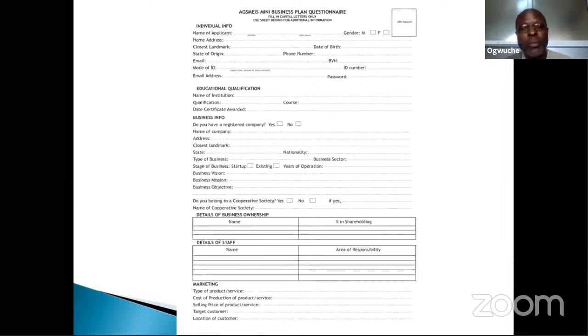All right, so the questionnaire is divided into different sections. The first section is the individual info, that's personal information. Second one is on educational qualification. The third one on business information. Then the fourth section, details of business ownership, details of staff, and then the marketing. So let's start from the very top. That's straightforward. It's as straightforward as possible. The information fields include name of applicant, that's surname and other names, then gender, which you complete. Home address, that's where you are resident, where you live. And then the closest landmark.